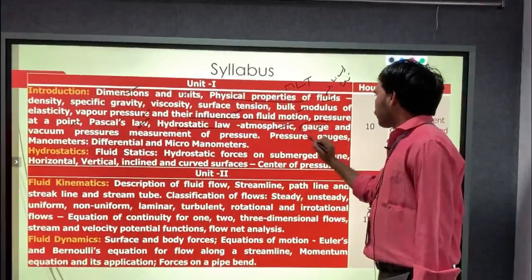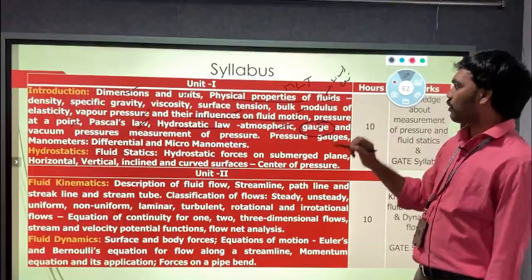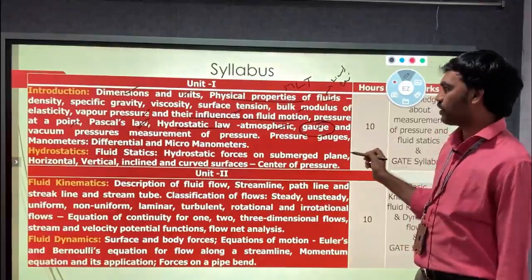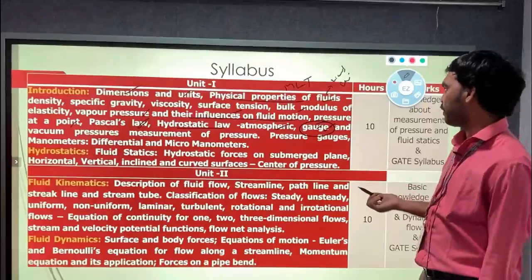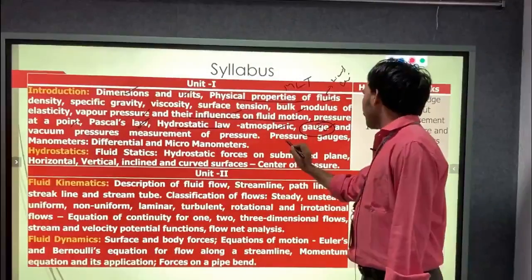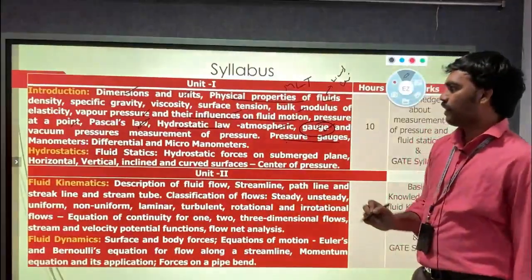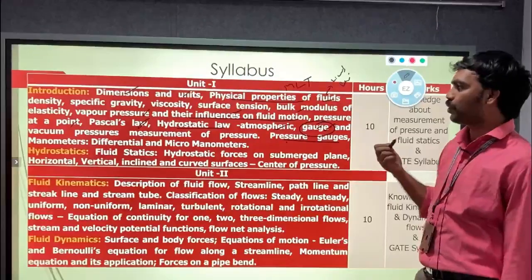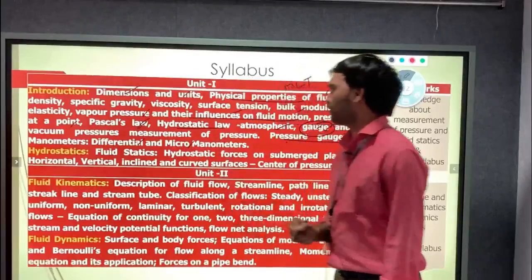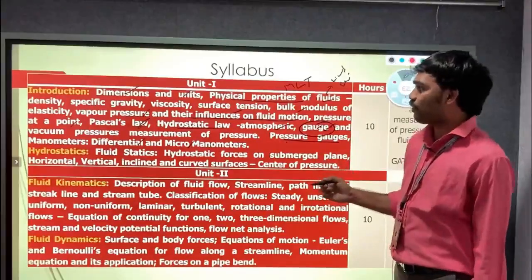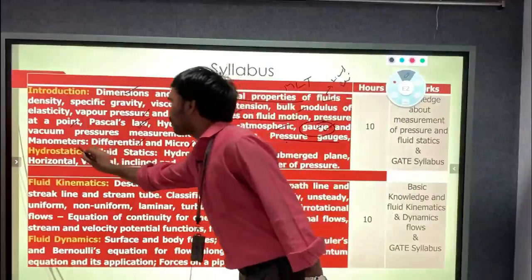So this gauge pressure, whatever pressure we are measuring with respect to the atmospheric pressure, that you can call a gauge pressure. This pressure we are using to measure the pressure at any point. And later after that we are going to discuss the pressure gauges like manometers, U-tube differential manometers and differential micrometers and all.